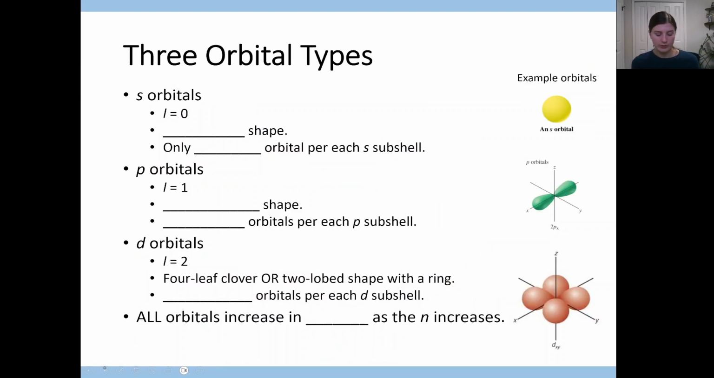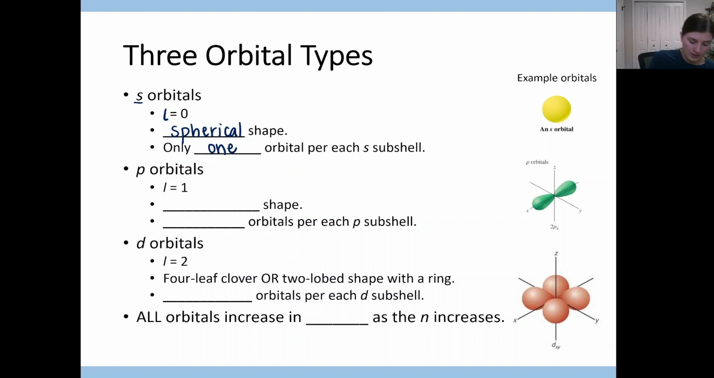So let's look at these shapes. We're just going to talk about s, p, and d orbitals. So if L, lowercase l, the secondary quantum number, is equal to 0, this orbital is an s orbital, and s orbitals have a spherical shape. For each s subshell, there's only one orbital. So if you are talking about an s orbital for an atom, there is only one possible orbital at each principal quantum number, at each energy level.